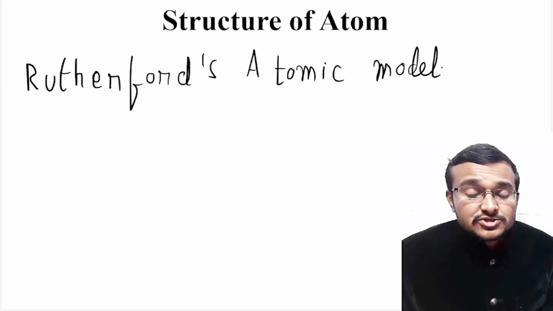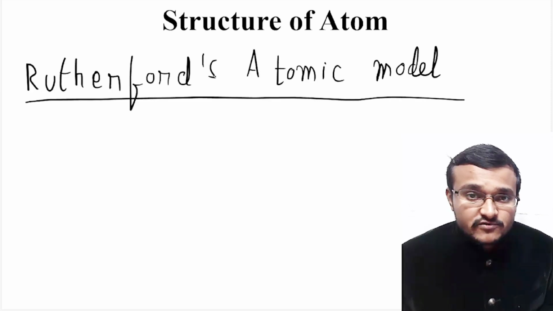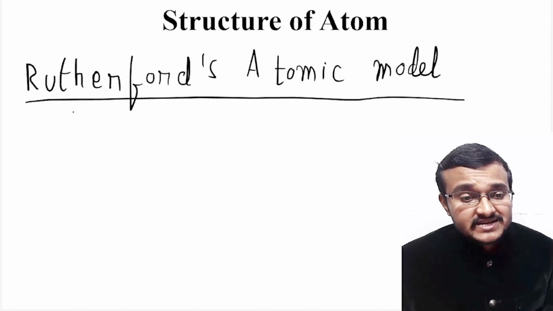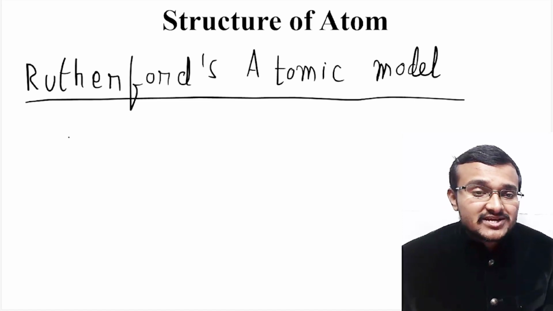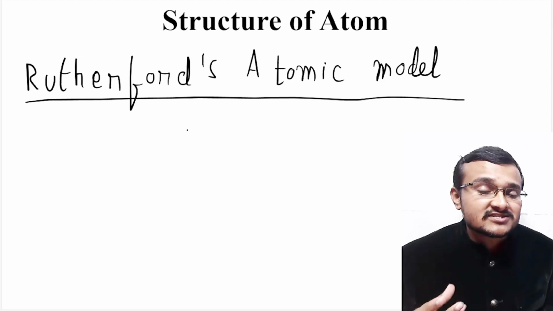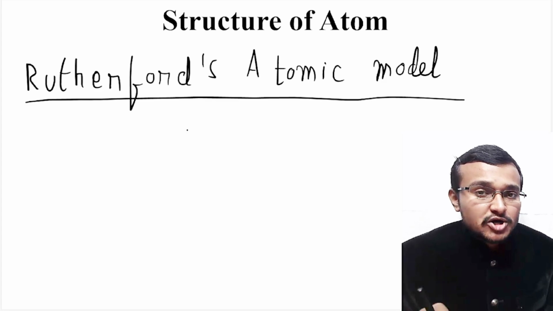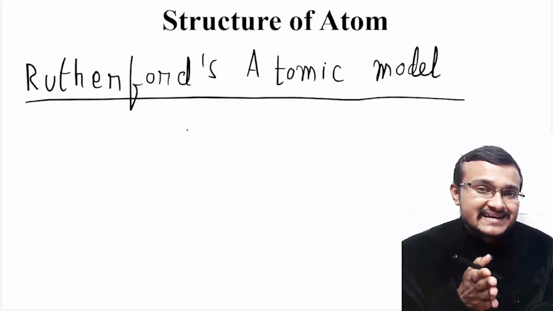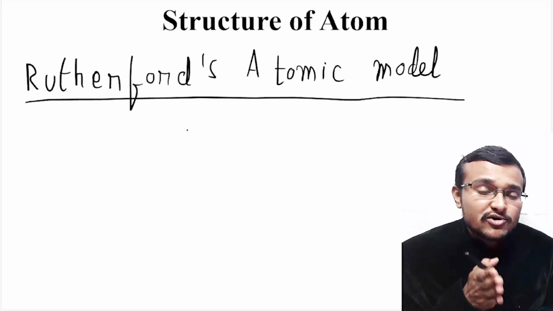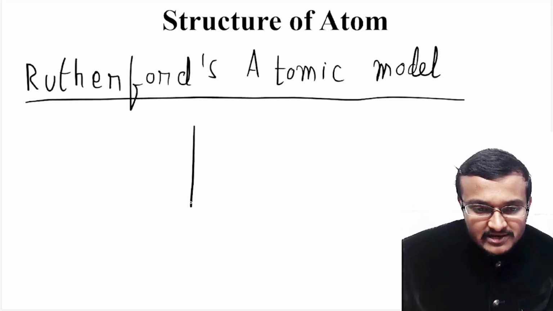So the next atomic model which was proposed after Thomson's atomic model was Rutherford's atomic model. There was a scientist named Ernest Rutherford who conducted an experiment using alpha particles and gold foil. This experiment was set up to understand what the structure of an atom might be. So here he took gold foil because with gold you can get as thin a sheet as you can. So here a thin gold foil was placed.